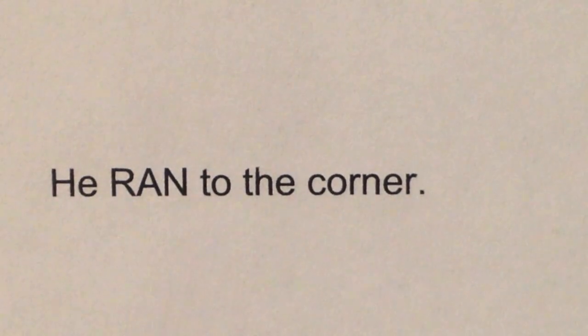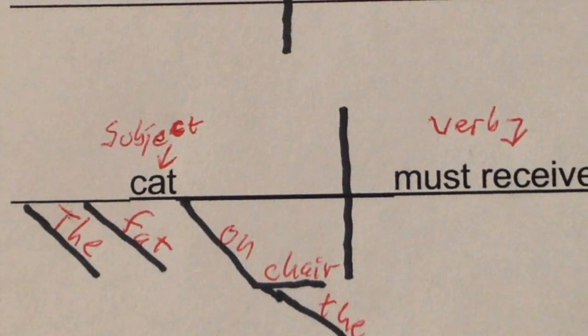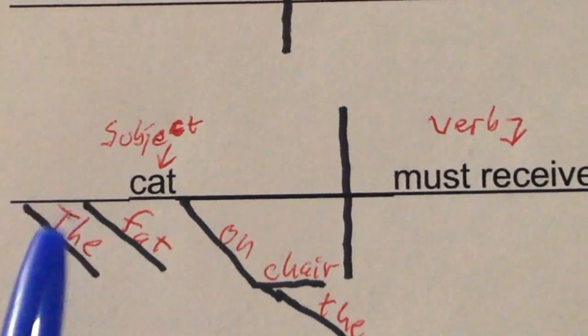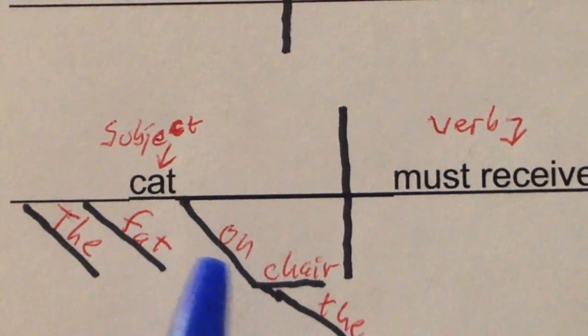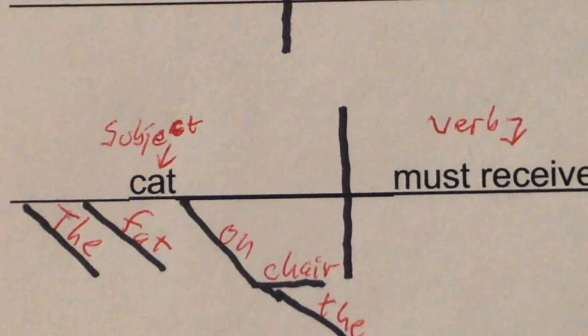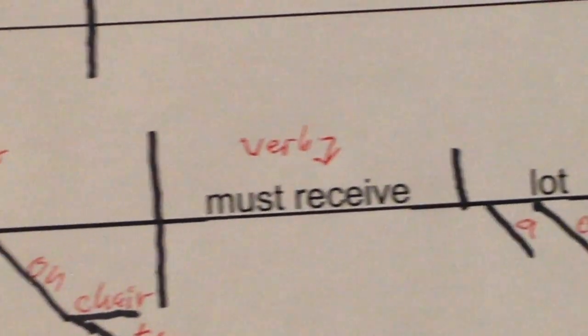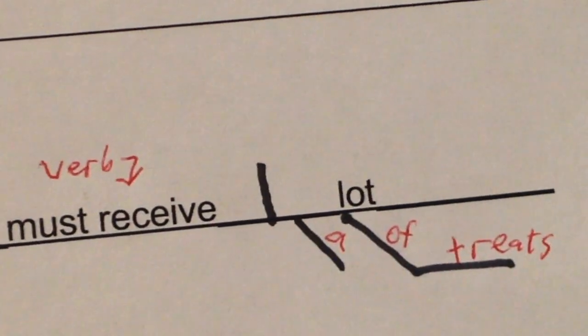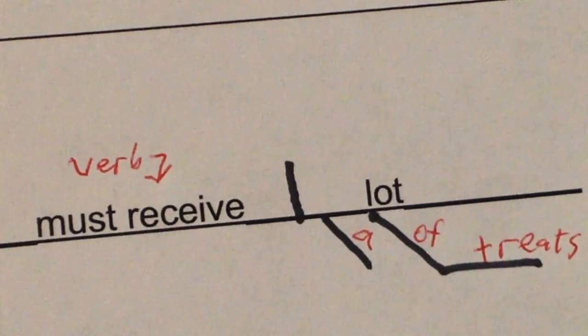However, some of these are less easy to spot. For example, in the sentence, "The fat cat on the chair must receive a lot of treats." The verb must receive might at first not seem to jump out at you as an action because the cat's just taking the treat. However, the cat is doing something in receiving the treat, so it's technically an action.